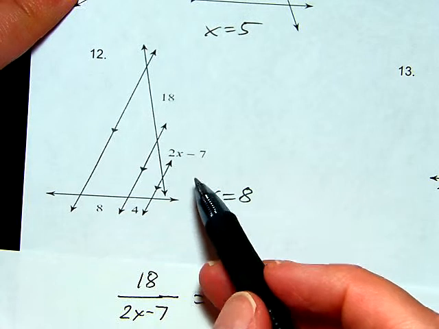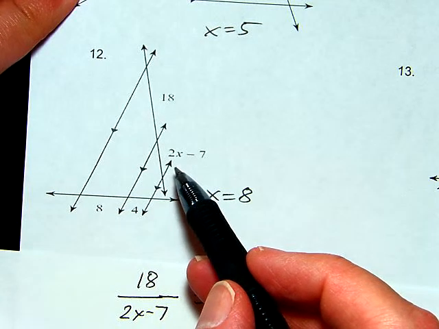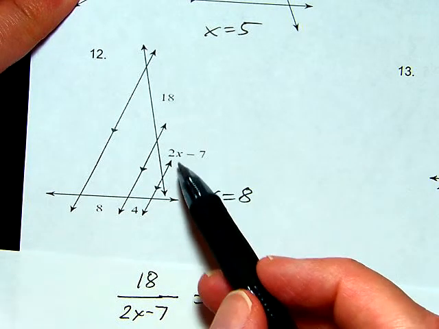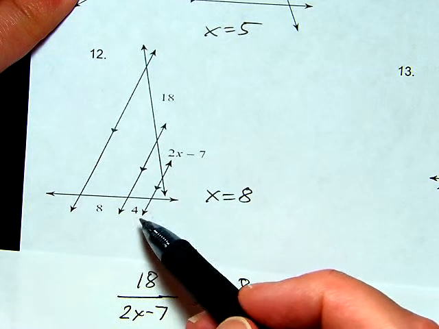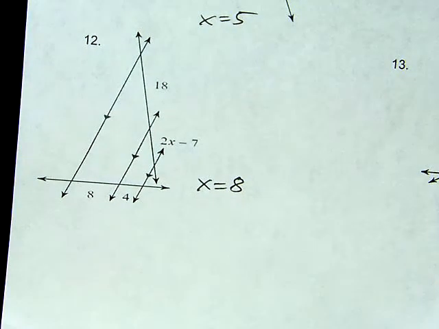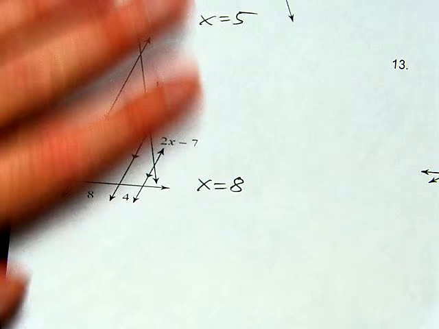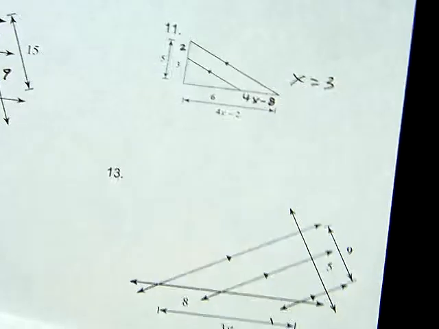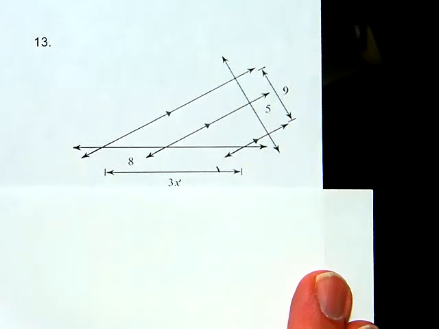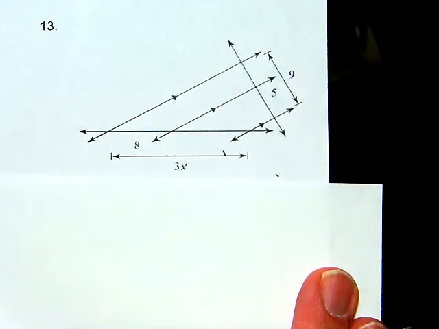Let's double check. 8 times 2 is 16. 16 minus 7 is 9. 9 is a half of 18, just like 4 is a half of 8. So our proportions look fine. And the last problem is another proportional parallel lines problem.